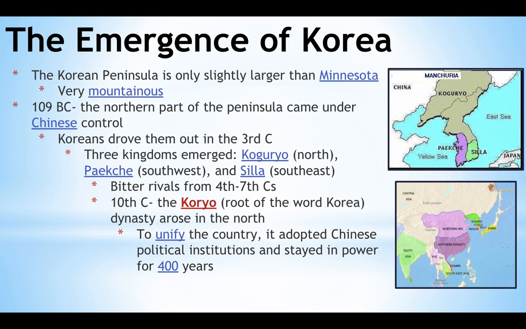And then three kingdoms are going to emerge: Koguryo in the north, Paekche in the southwest, and the Silla in the southeast. They did not like each other, these three kingdoms. And so they were bitter rivals from the 4th through the 7th centuries. And then in the 10th century, the Koryo dynasty, which is where we get the name Korea, arose in the north. And they decided they wanted to unify the country, and so they adopted Chinese political institutions, and they stayed in power for 400 years. So they had an emperor and a bureaucracy, much like China did.